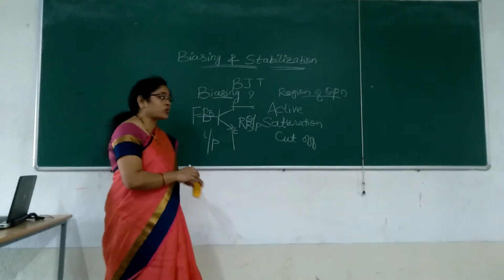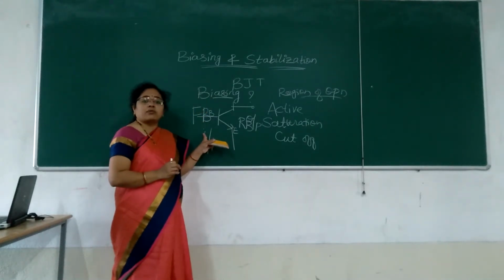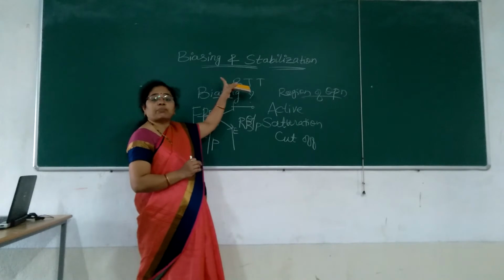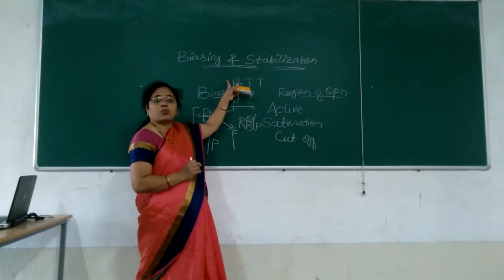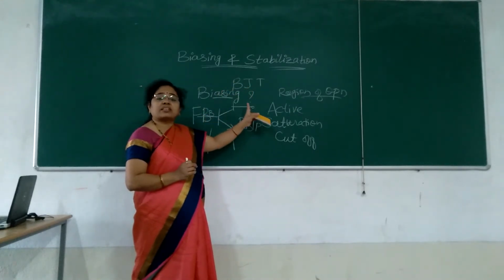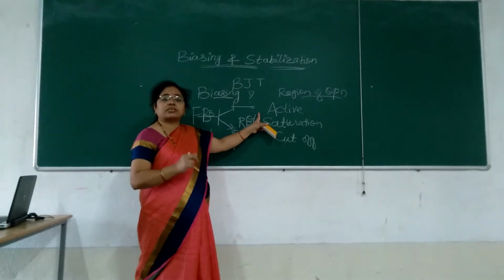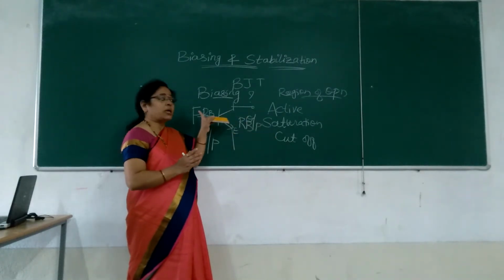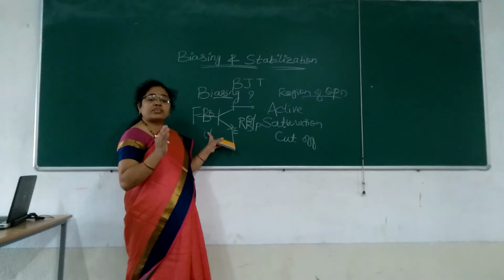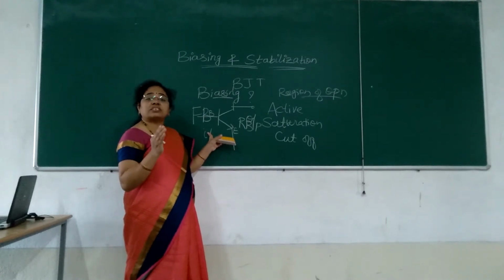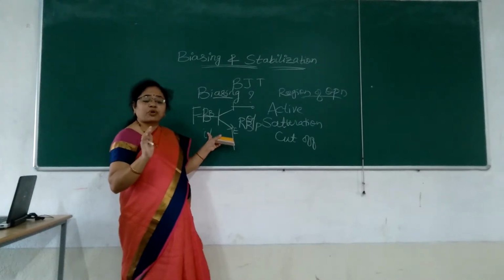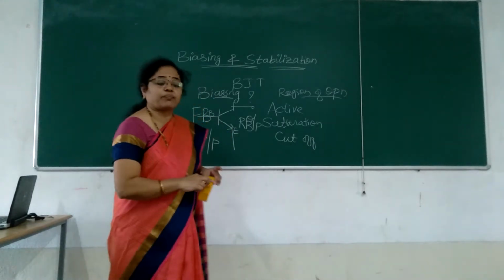In order to do this, we will use DC power supplies. Now we know that the power at the output side of the transistor is more as compared to the power at the input side. How is this done? This is done due to the DC source we are giving. This process is nothing but biasing.